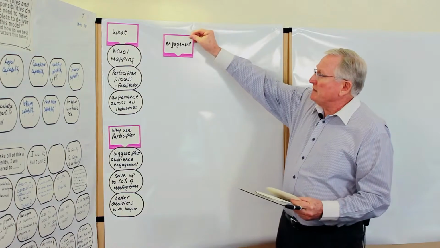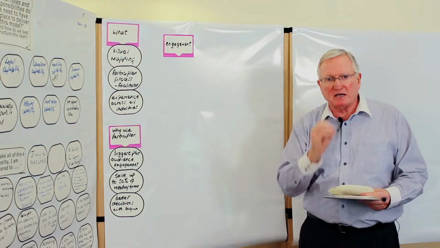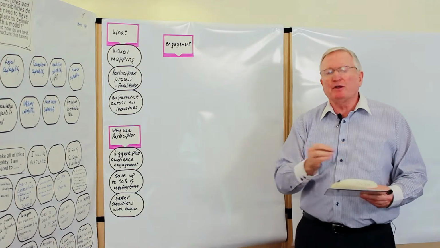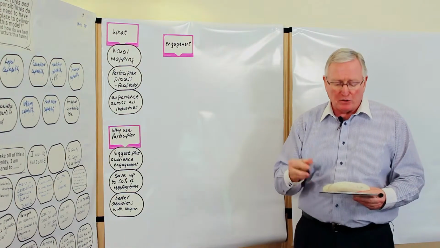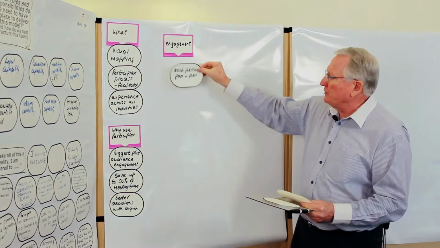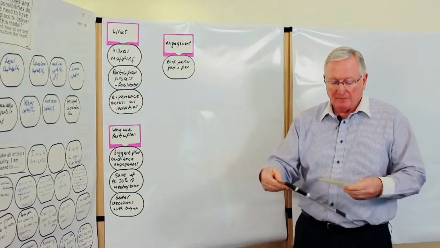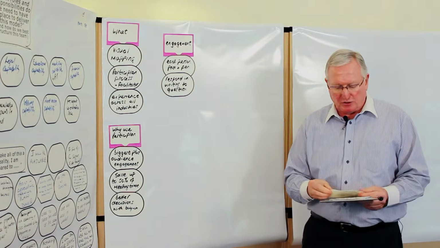So what do we mean by engagement? Engagement really means that every person who is in a discussion should be able to express their views. And we well know that if you've got too many people, it takes too long to have everyone express their views. So how do we do that? What we do is we give each person a pad and a pen. And how the process works is we ask a question and the delegates respond to the question by writing their answers onto stationery.